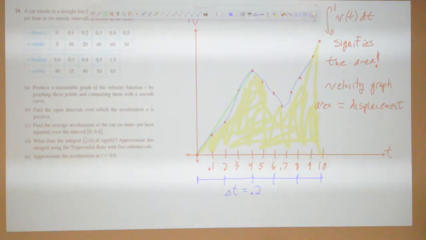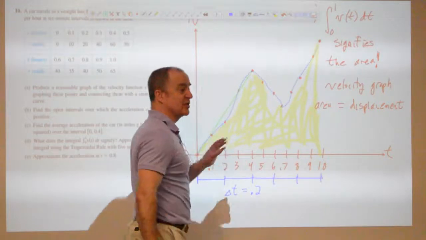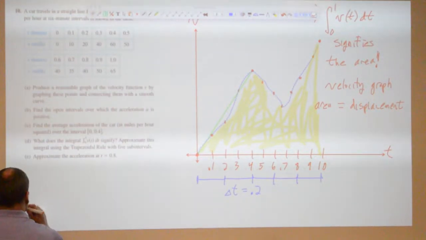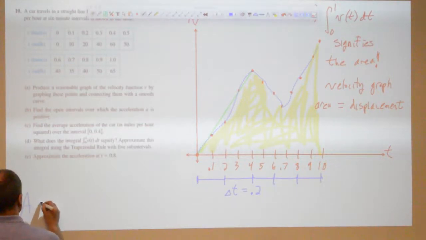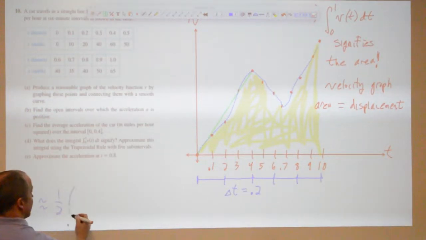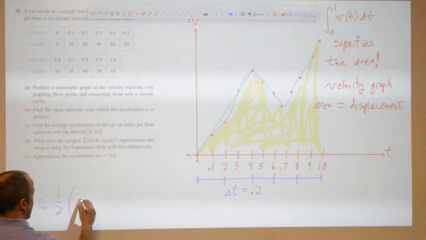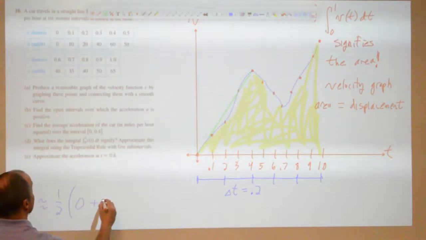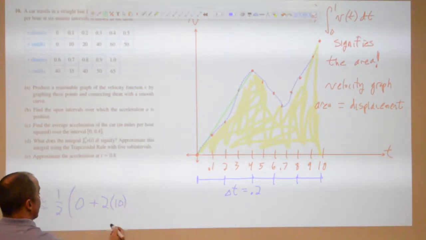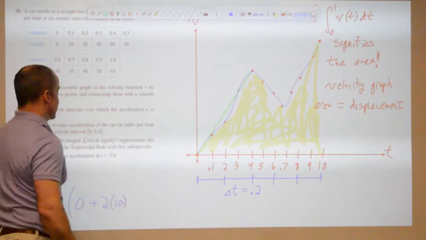Okay, now the trapezoid rule. For the trapezoid rule, you can draw the trapezoids, you can find the areas separately, but it's much faster to just say the area is approximately, remember it was 1/2, first y value goes in once, second y value gets doubled. Wait, what y values am I actually using?